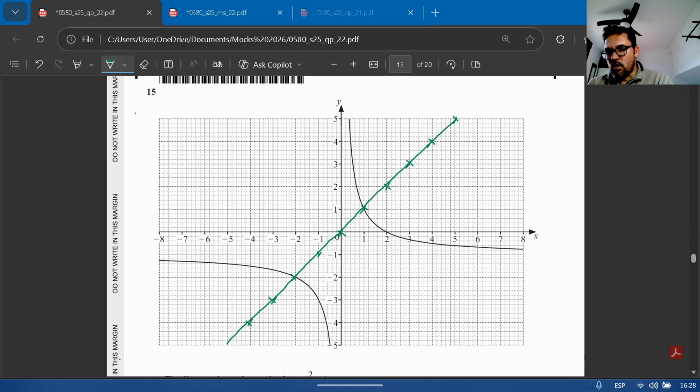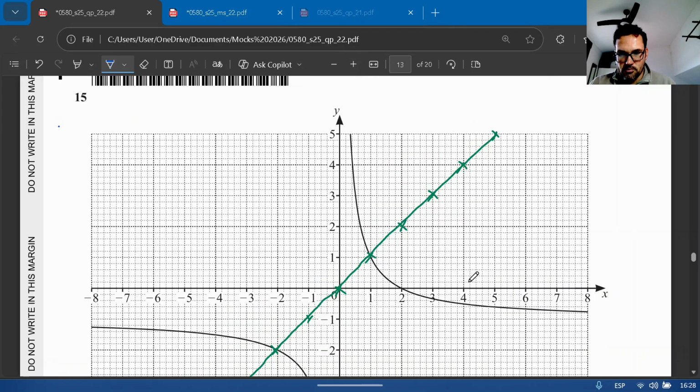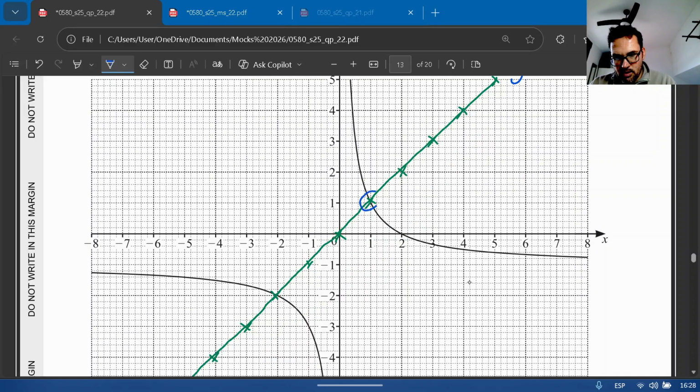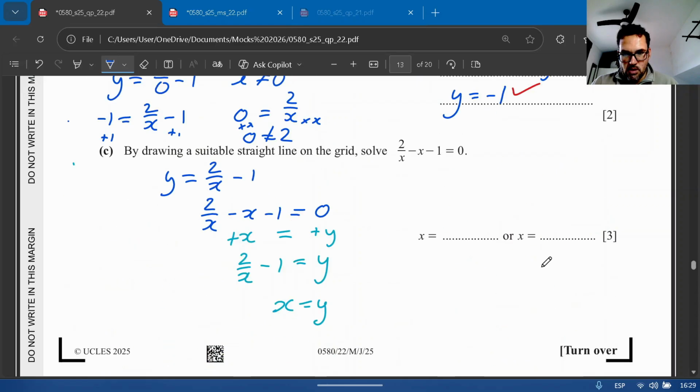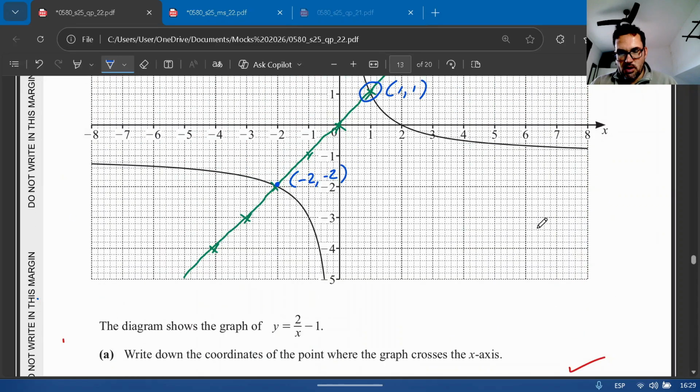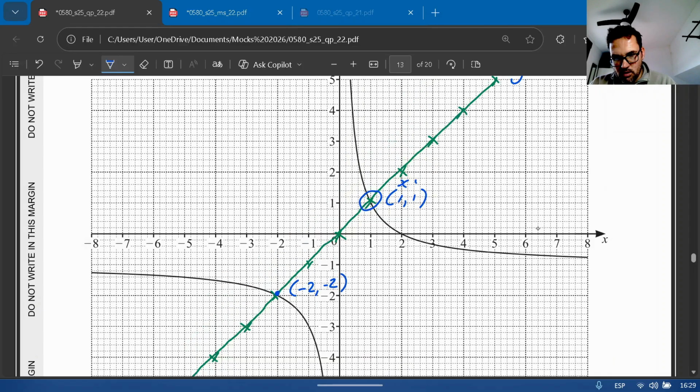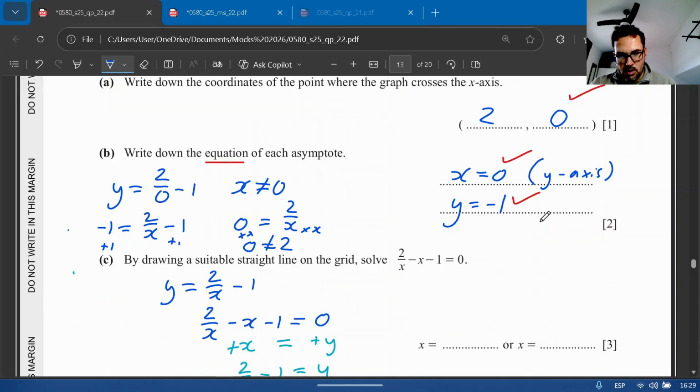Okay, and where do these two graphs cross? Let me just say this is the line y equals x. Where do they cross? Over here at the point 1, 1, and at the point minus 2, minus 2. Alright, so what do they want? They want the x value. So here, of course, the x value is 1, and the x value is minus 2. X equals 1, x equals minus 2.